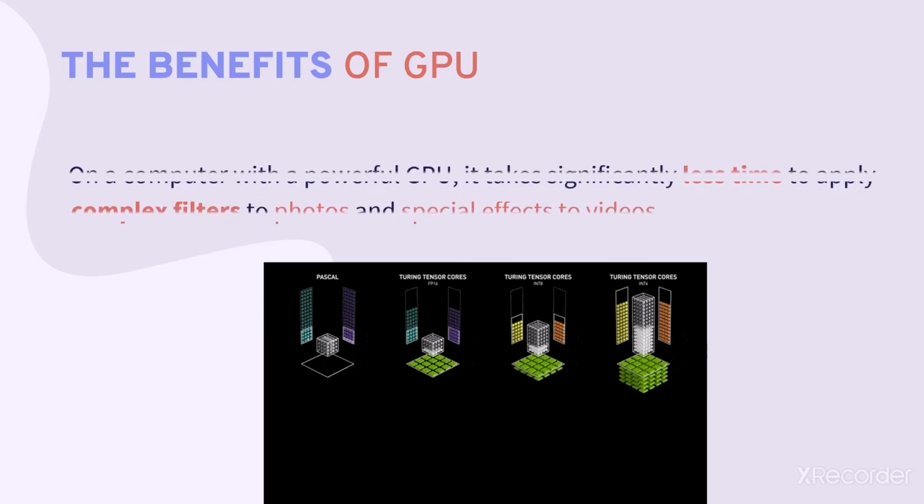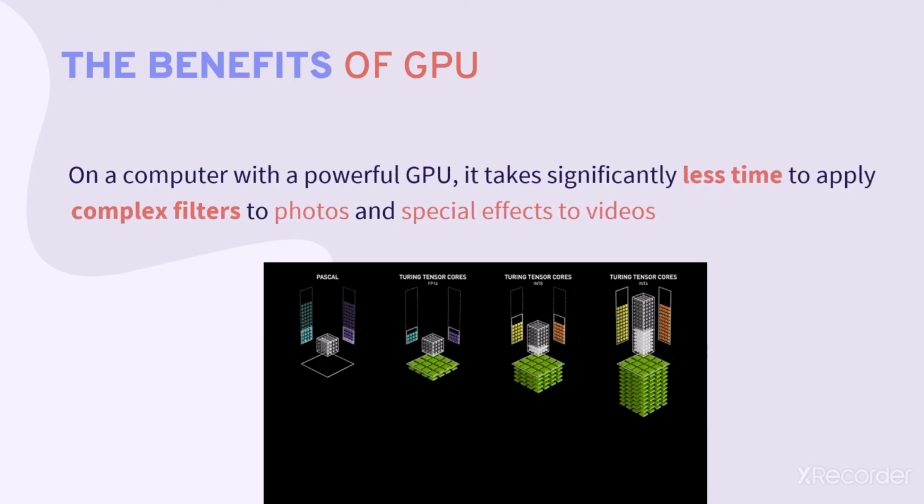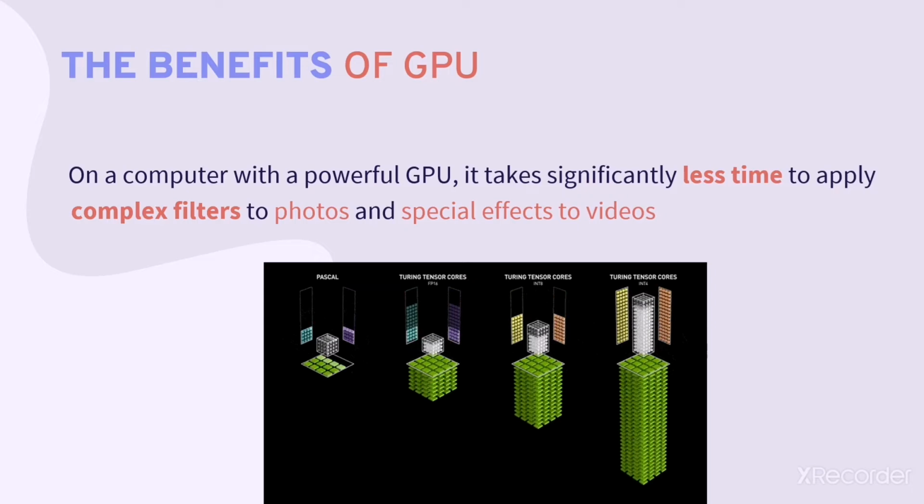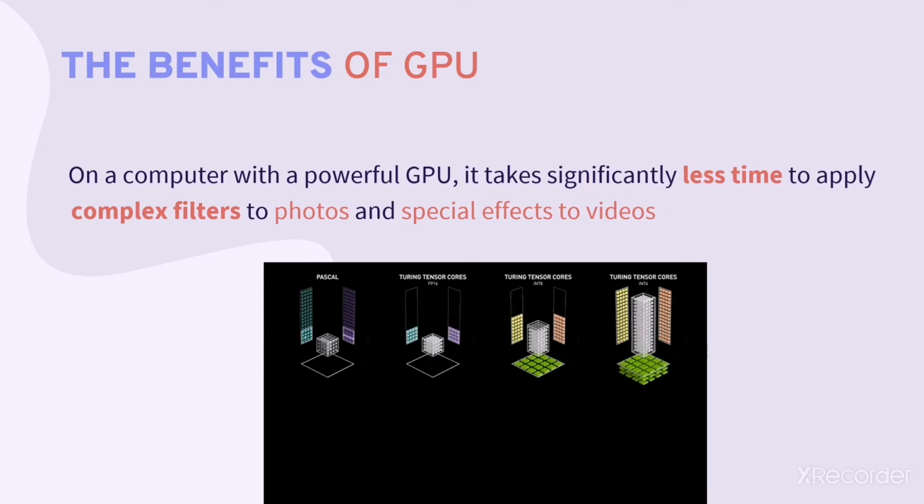On a computer with a powerful GPU, it takes significantly less time to apply complex filters to photos and special effects to videos. That means less time waiting and more time creating. You will also see improved performance when running these apps on higher resolution screens.